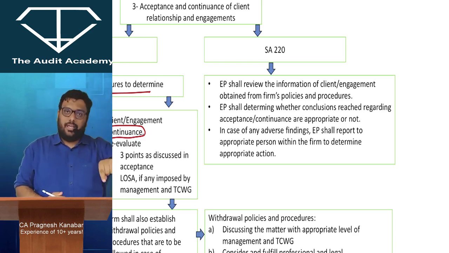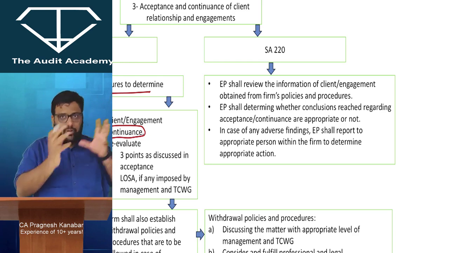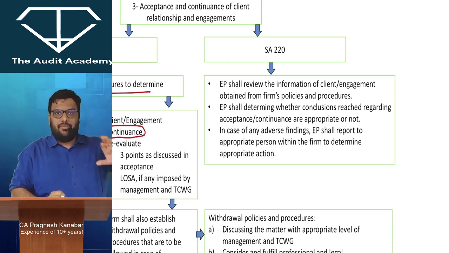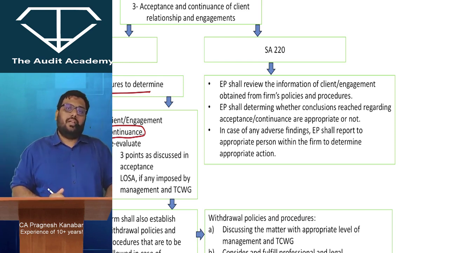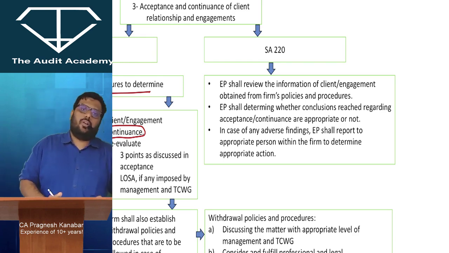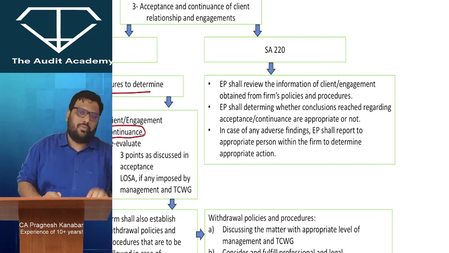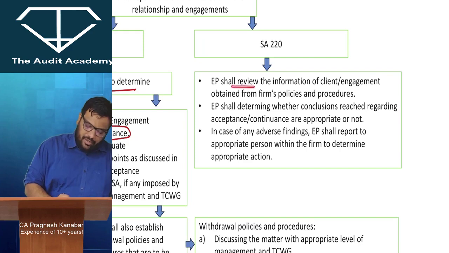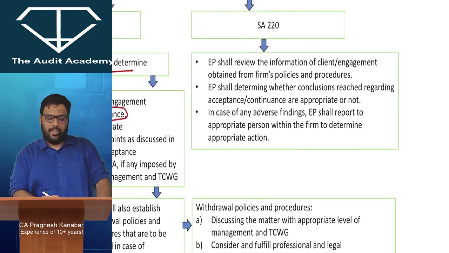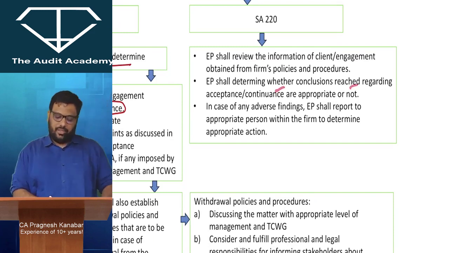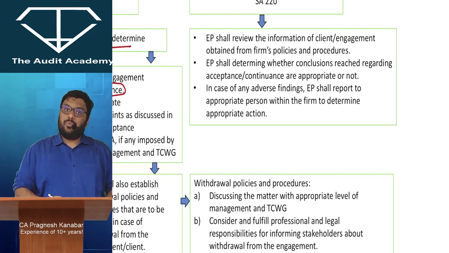Your role will be to obtain the information from the firm about that particular client. Whenever we accepted the client, we would have already taken some information. Please go through those files and let us know whether our decision to accept this particular audit is proper or not. And if you feel that we shouldn't have accepted this particular client, then inform us. You yourself cannot decide about withdrawal. The engagement partner shall review the information of the client or engagement obtained from the firm's policies and procedures. The engagement partner shall determine whether conclusions reached regarding acceptance and continuance are appropriate or not.